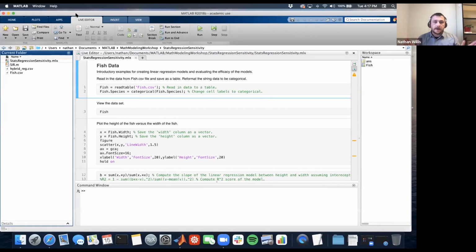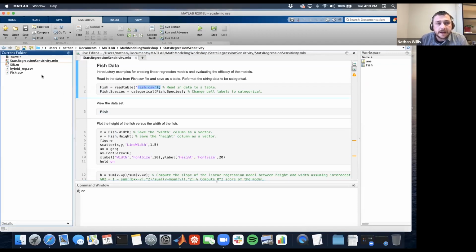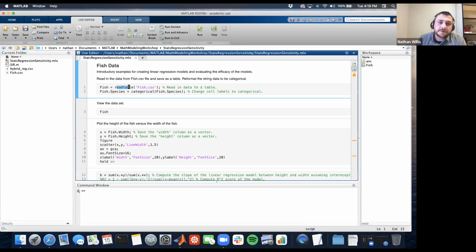Okay, so hopefully we can all see the MATLAB live code. All right, this first one, we're just going to read in some fish data. This is from Kaggle, and it's fish.csv. Again, it needs to be in your working directory if you're trying to follow along, so make sure it's in your current folder. And readtable just reads it in and saves it as a table.